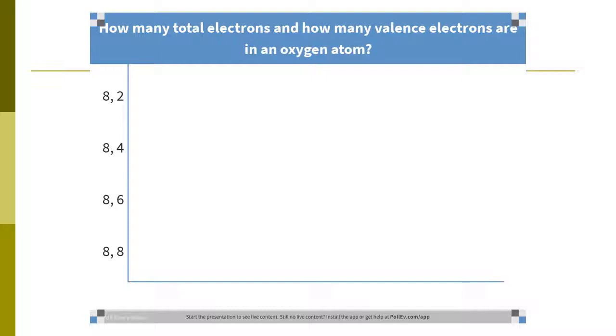So 8 total electrons. Now, valence electrons are only those in the outermost shell. You could draw a Lewis symbol to help you with this, and you'd say, oh, look, oxygen's in group 6A, therefore it gets 6 valence electrons. You could also look at the electron configuration, where you would say, oh, it has 8 total electrons. The first shell always gets 2, and any that are left over go into the second shell up until 8. So we have 2 in the first shell, 6 in the second. There's 6 valence electrons. So your correct answer should be C, 8 total, 6 valence.